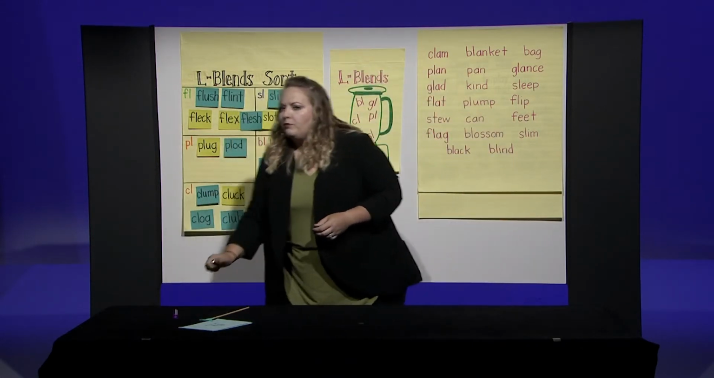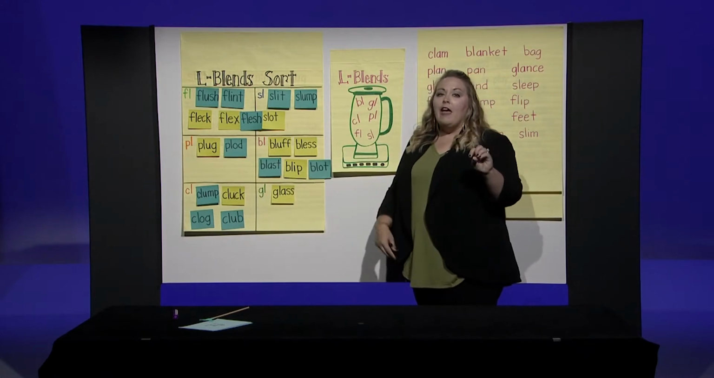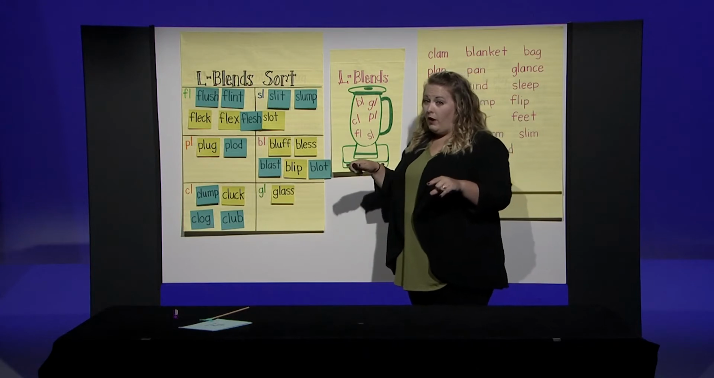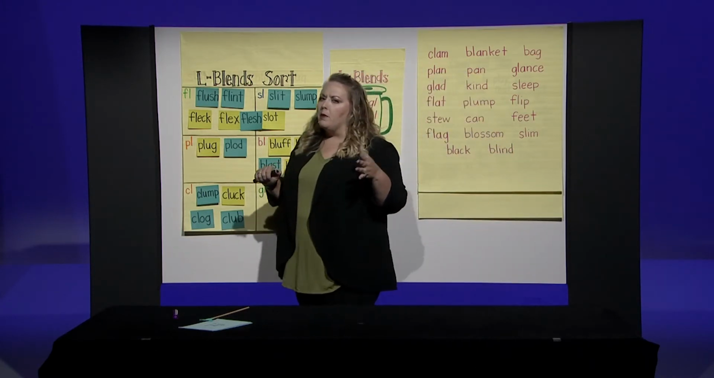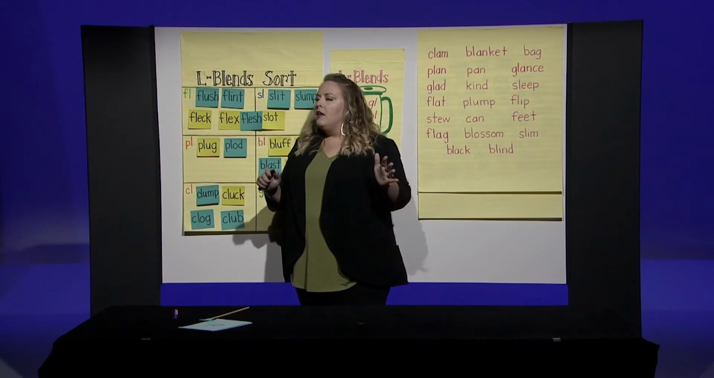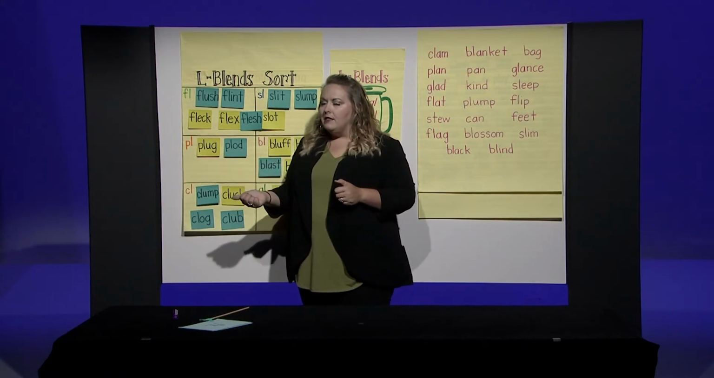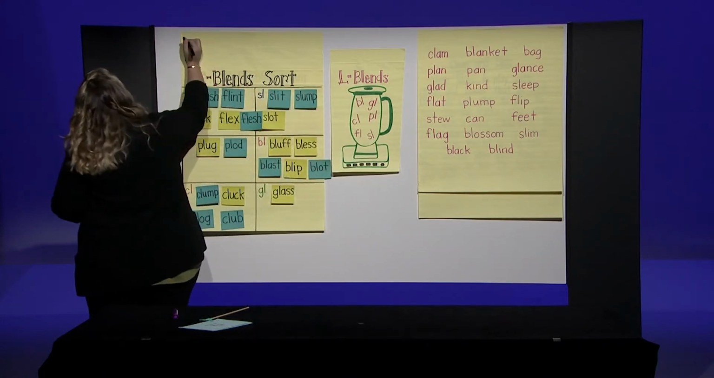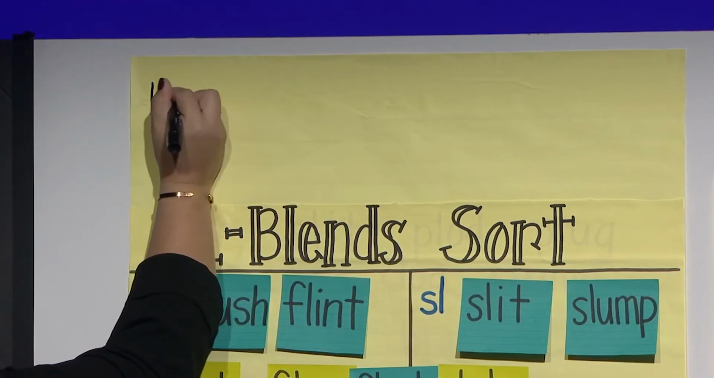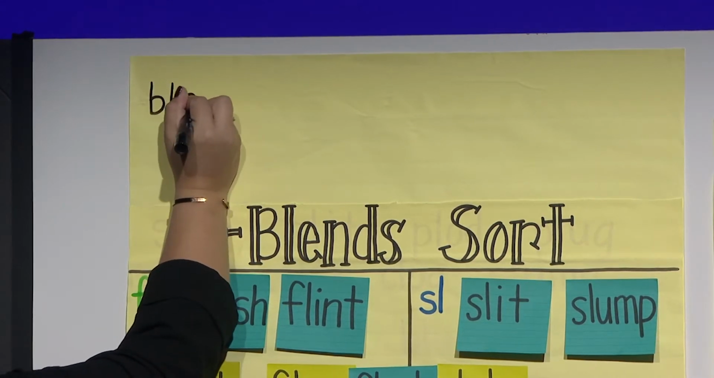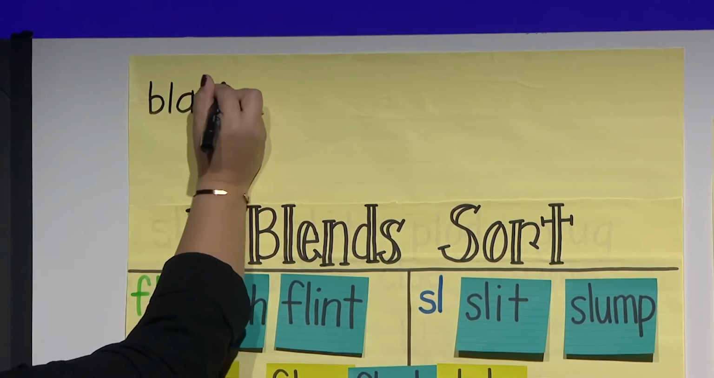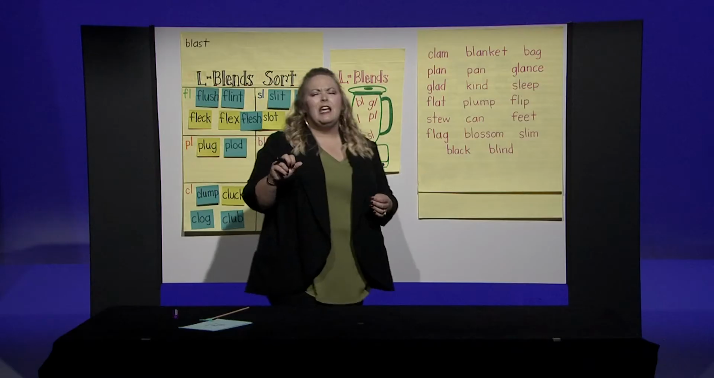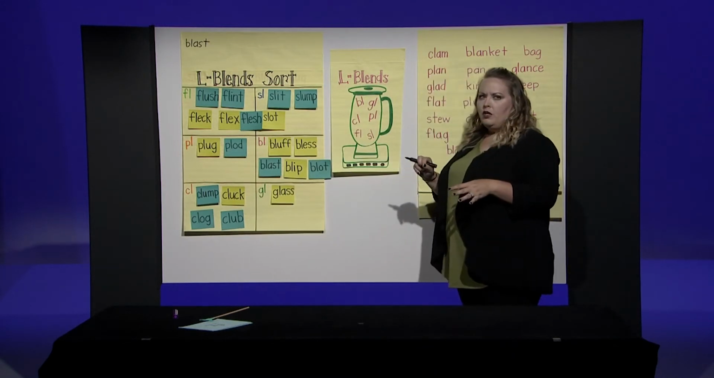Okay, so now I'm going to tell you a word, and then I want you to sound out the word with me, and we're going to write the word on the board, okay? So the first word we're going to think about is the word blast. Think about the sounds we hear in blast. Okay, so I'm going to write what I hear. B. L. A. St. Blast. Awesome.